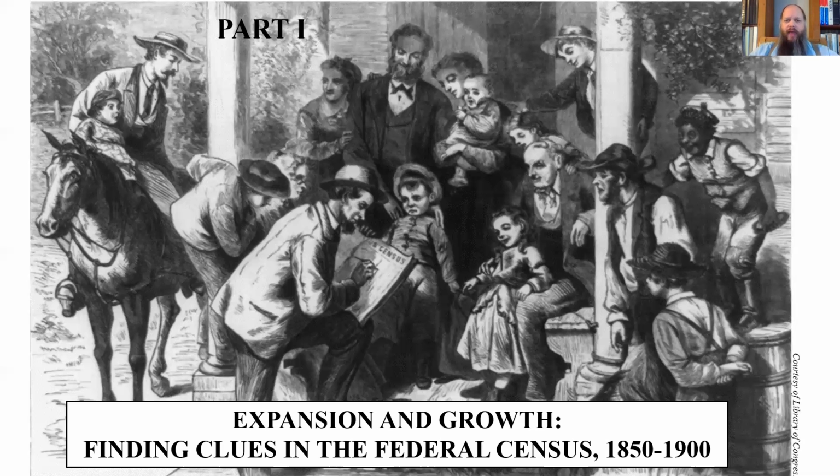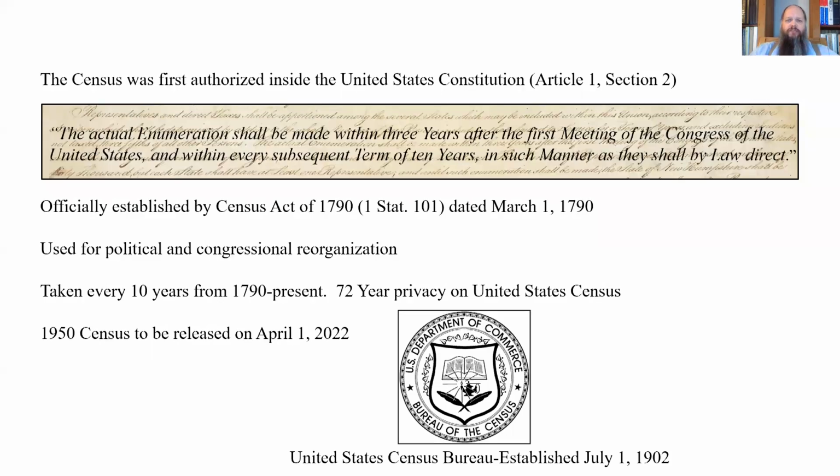So I think it's important that we have some discussion as to the background and the history behind our United States Federal Census. The census was actually first authorized inside of the United States Constitution. This is found in Article 1, Section 2. However, it was officially established by an act of Congress called the Census Act of 1790, dated March 1 of that year. We should know that the census was used for political and for congressional reorganization, and that the census was taken every 10 years since 1790 to the present time.